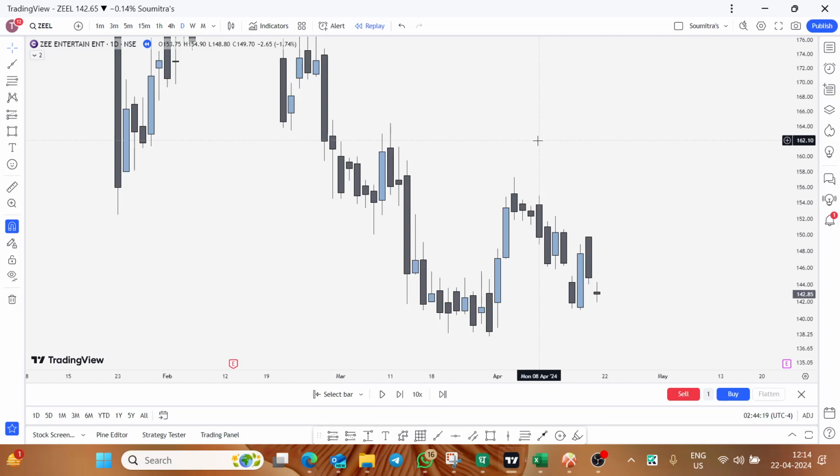Okay, so this trade was taken on 22nd of April 2024, and the stock name is Z Entertainment, ZEEL. And so this is the daily chart. This is updated up to the previous day. So this is the previous day candle. So now what do we see here?